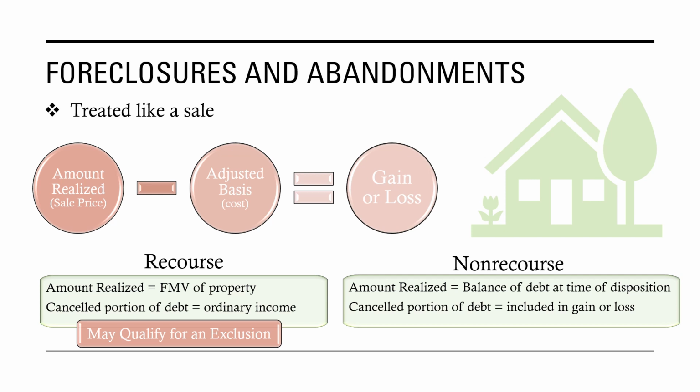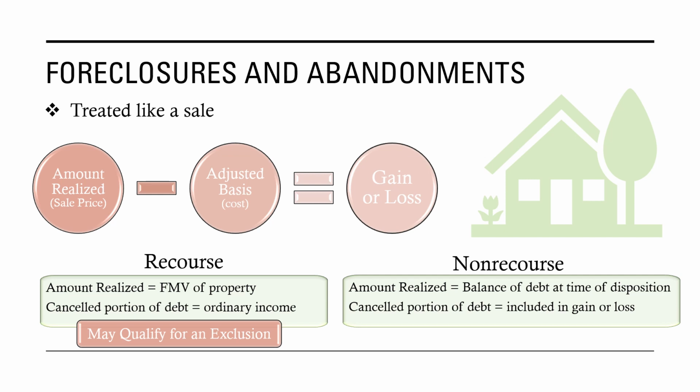So with recourse debt, that amount realized, that sales price, is considered the fair market value of the property. Whereas with non-recourse debt, that amount realized is the balance of the debt at the time of the distribution. And the way that these differences function when we start looking at how we're going to treat the canceled portion of the debt is that with a recourse debt, the canceled portion of the debt could also produce ordinary income.